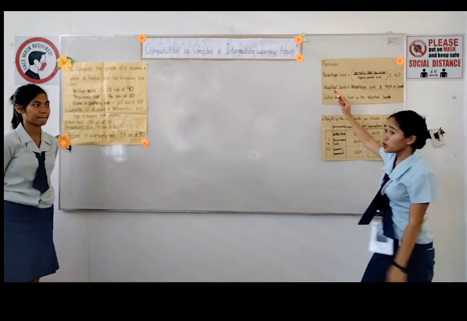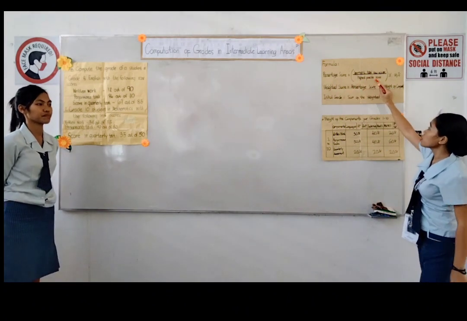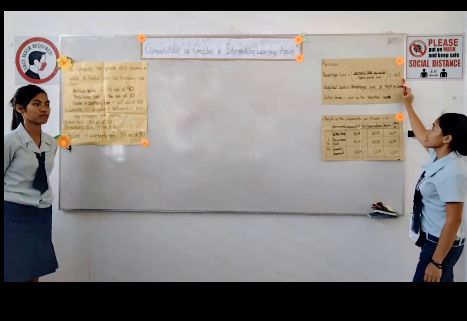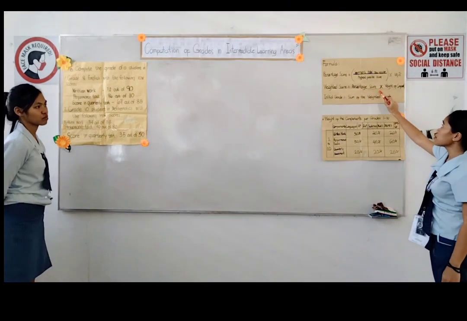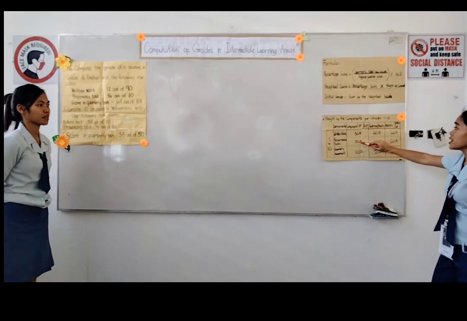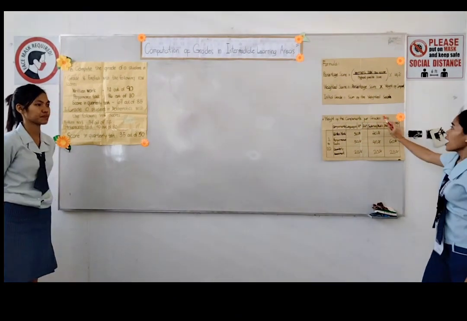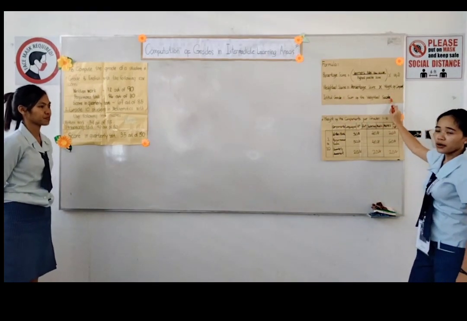So we have the formula here. Percentage score is equal to raw score over highest possible score times 100%. And then weighted score is equal to percentage score times weight of components. And we have here the table of weight of the components for grades 1 to 10. And the initial grade is equal to the sum of the weighted scores.